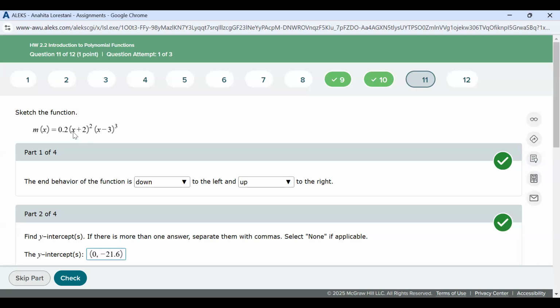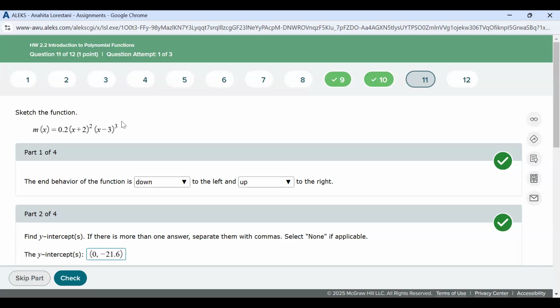We are picking 2 for x. So if I pick 2 for x, 2 and 2 is 4. 4 to the power 2 is 16. 16 times 0.2 is 3.2. And then we multiply, if I put 2 here, 2 take away 3 is negative 1. Negative 1 to the power 3 is negative 1. So we get negative 3.2.